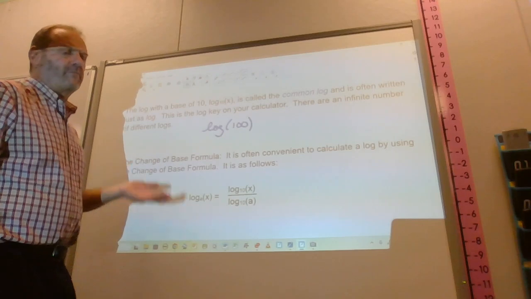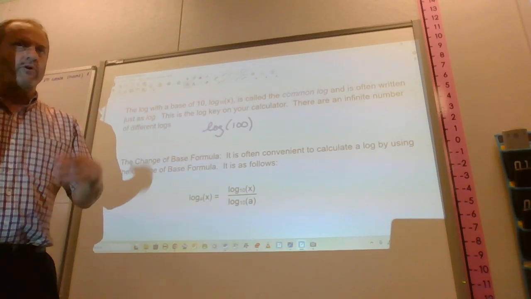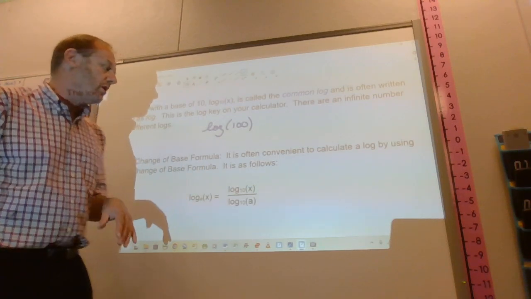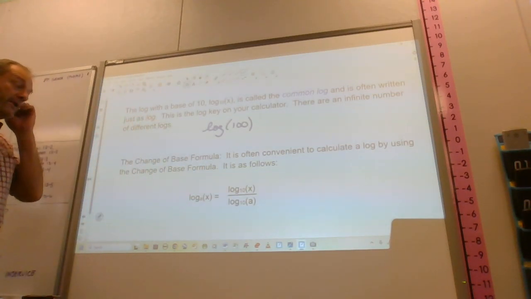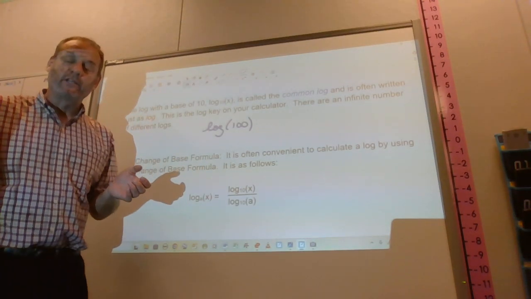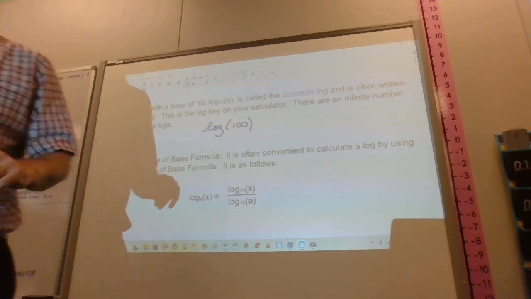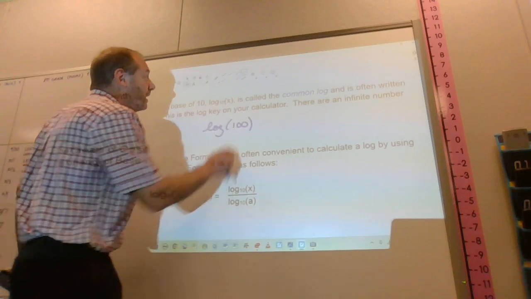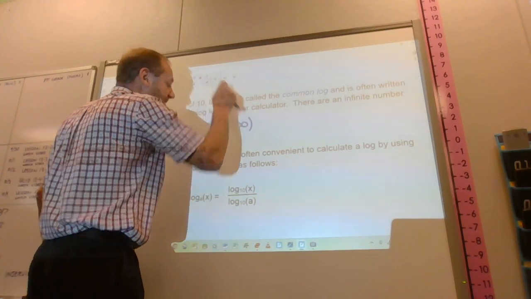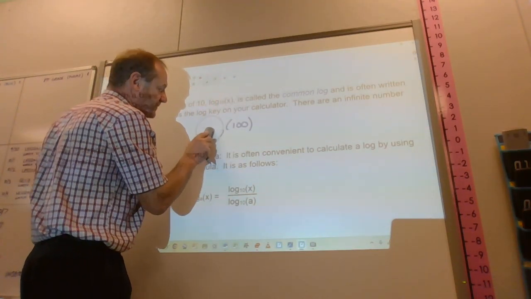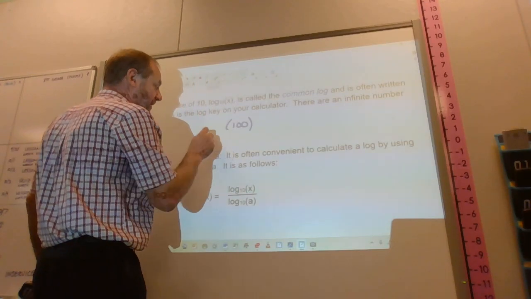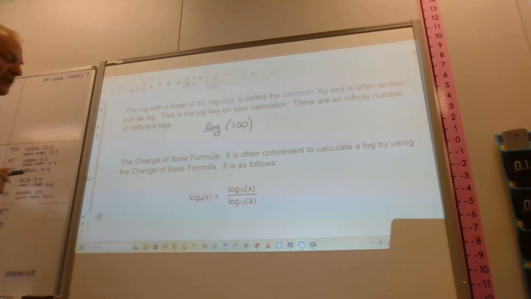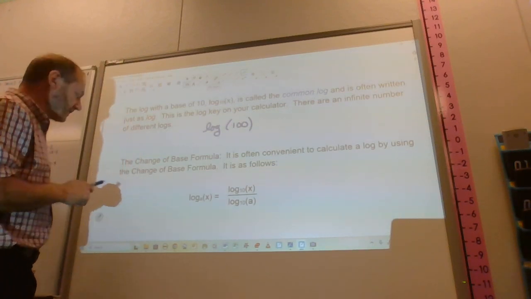So there's an infinite number of logs. You have log base 2, log base 4, log base 5, log base 0.2. You can do all kinds of stuff. Now, for a lot of calculators, until recently, the calculators only had log base 10 and natural log on them. They did not have the other logs, and so if you wanted the other logs, you had to use something called the change of base formula.